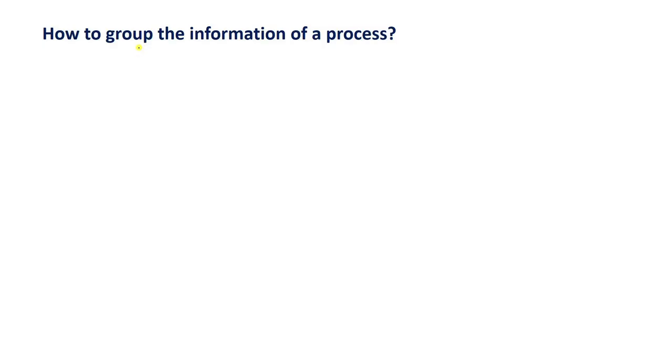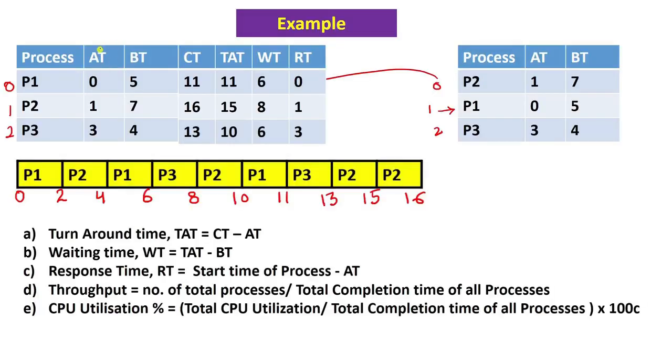Now before going further, let me ask you a question. How can we group the information of a process? You can see that with the process we have a lot of information. For example, their arrival time, their burst time, their completion time that we are going to calculate, the turnaround time, waiting time, and the response time. So for each process we have this information, right? So how can we store or group this information so that later on we can fetch it in a better way?